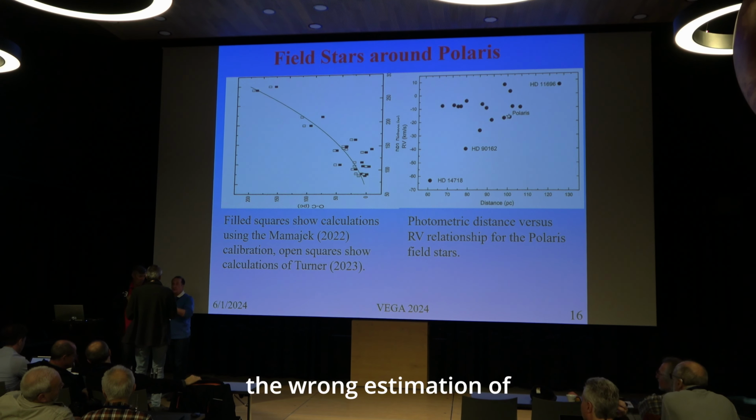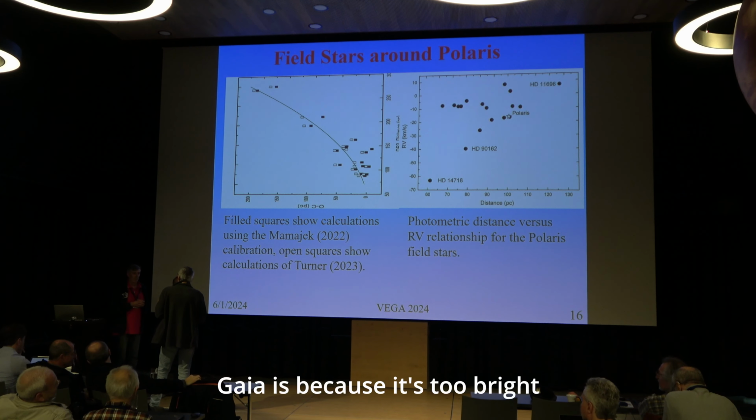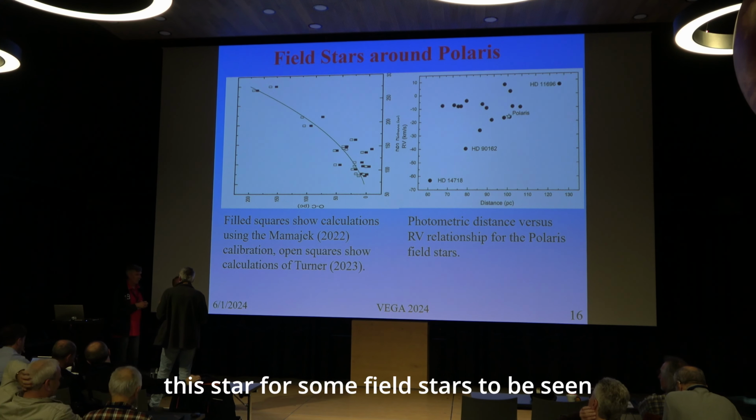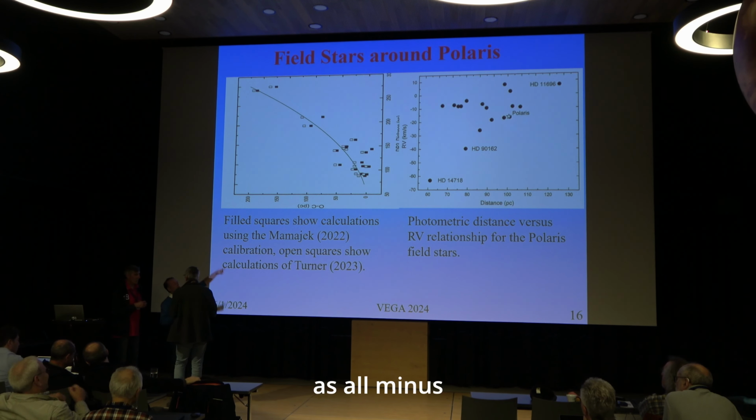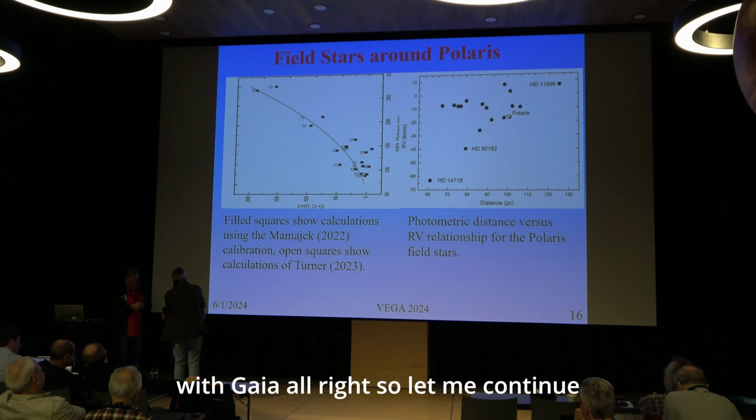Can I have a question? Sure. Do you think the wrong estimation of Gaia is because this star is too bright for Gaia? It's not only for Polaris, it's also some field stars. So we see that O minus C difference. Oh, so there are problems with Gaia.